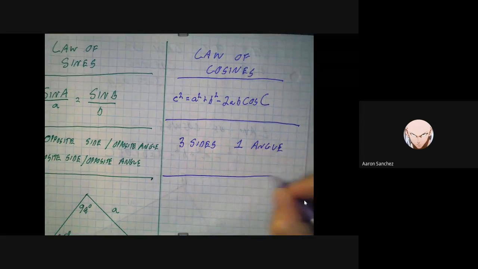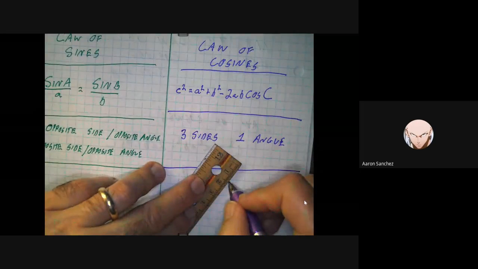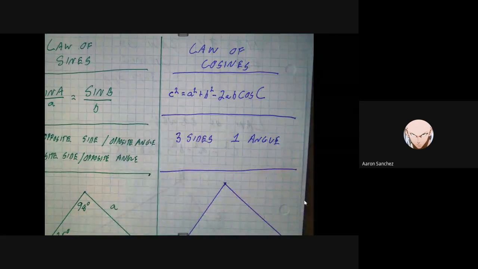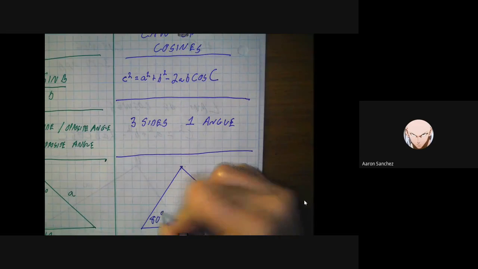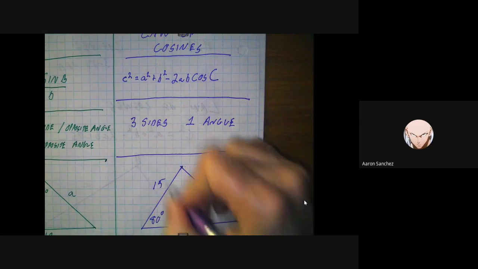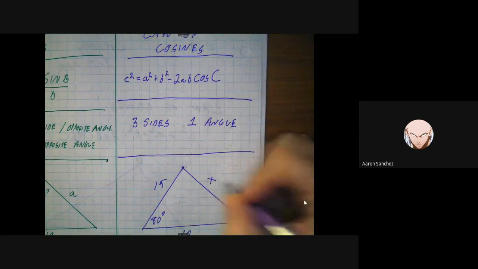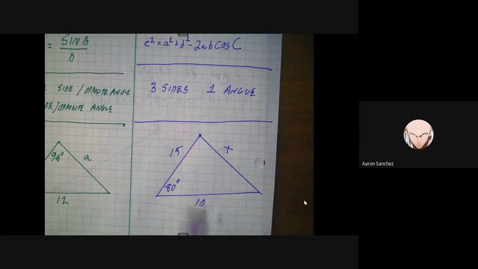So let's draw a picture of what that would look like. Because on your check for understanding, what you have to do today, it says which one are you going to use, law of sines or law of cosines, and find all the missing parts. So let's say this is 80 degrees. This is 15. This is 10. And this is X or C. It'd look like this. We have 3 sides and 1 angle. We could be solving for the angle given the 3 sides.